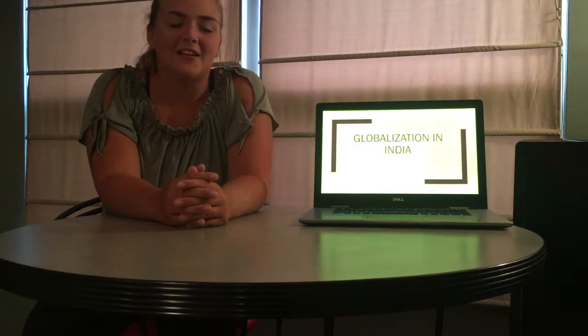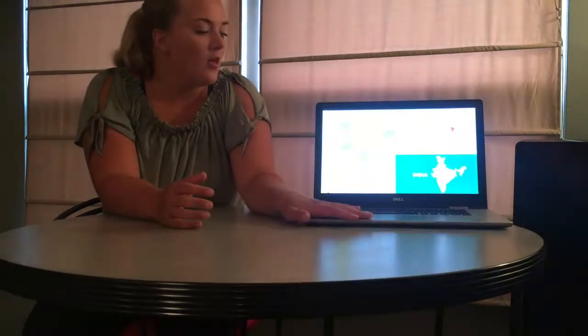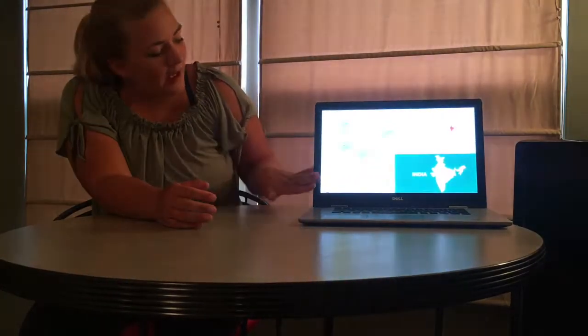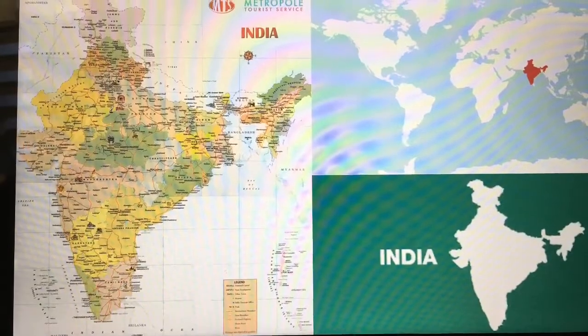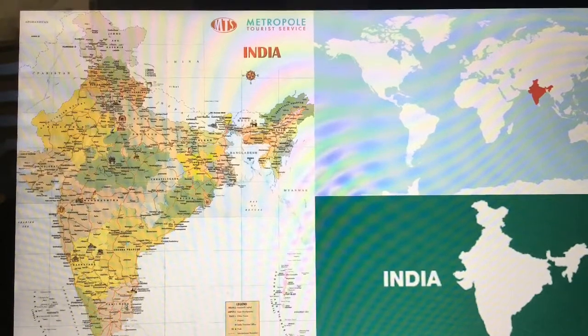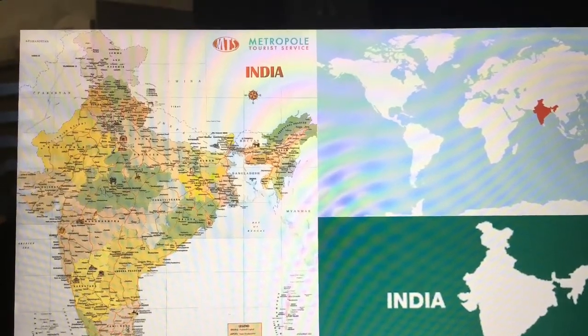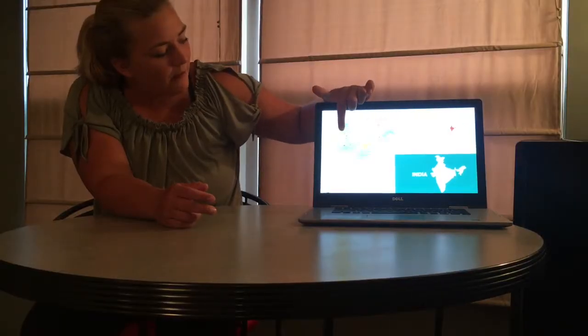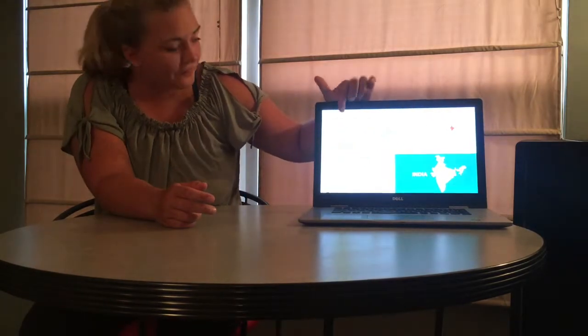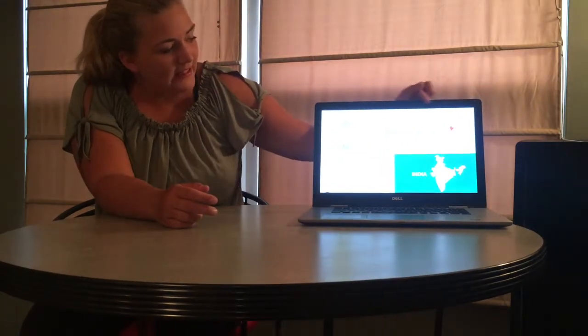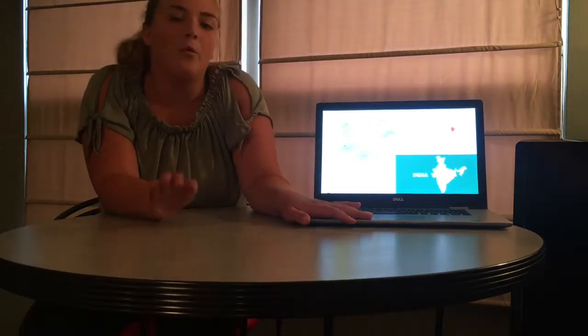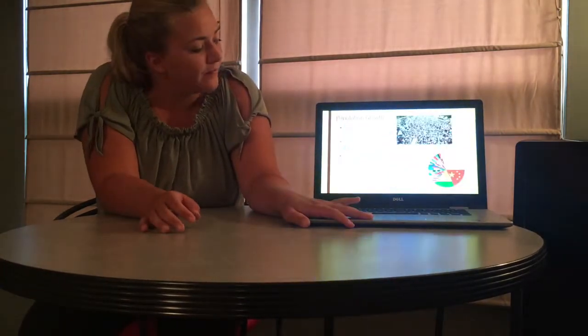Today we'll be discussing globalization, particularly in India. This is a detailed map of India. The capital is approximately right here, New Delhi. And then this is a world map with India highlighted in red. So it's about 1/3 of the size of the US.